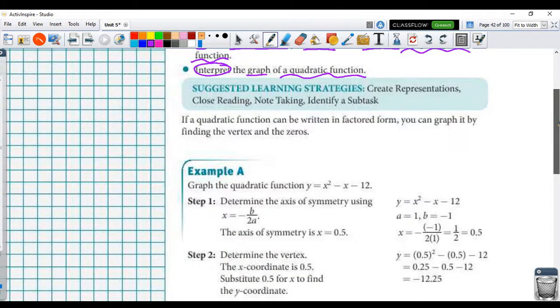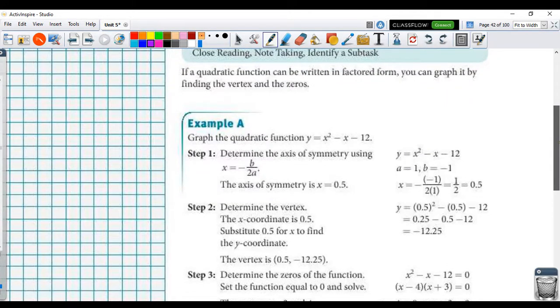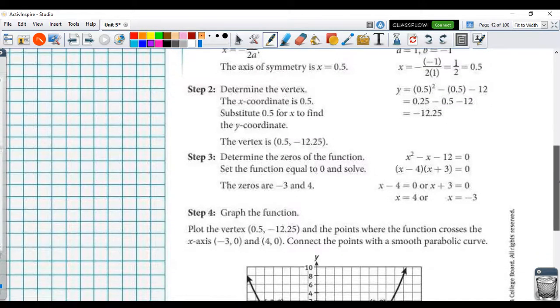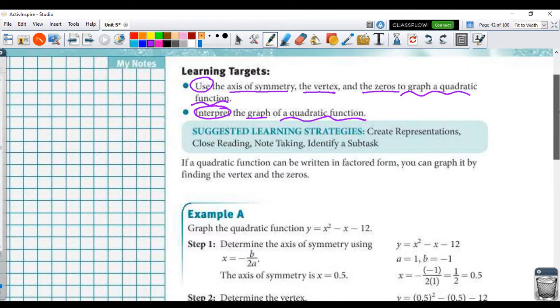Okay, so they gave us an example here. They're giving us a function, and then they walk you through all the steps. Sometimes it's kind of hard to look through this stuff. I do encourage you to read through it, make sure that you can understand it. I'm going to go ahead and work through it over here on the side so that you can see it worked out.